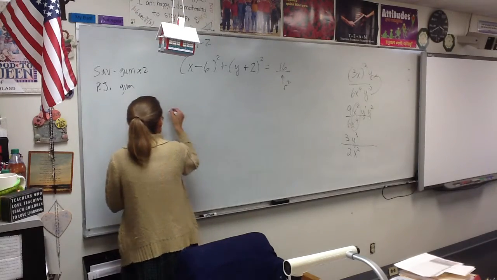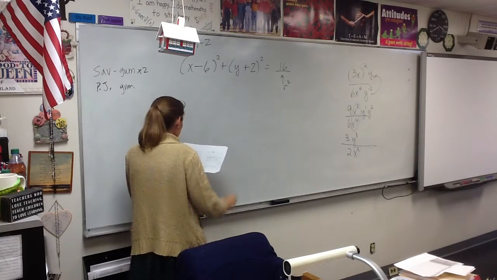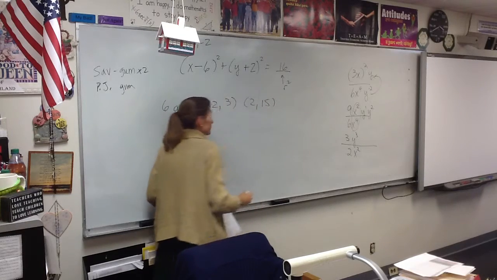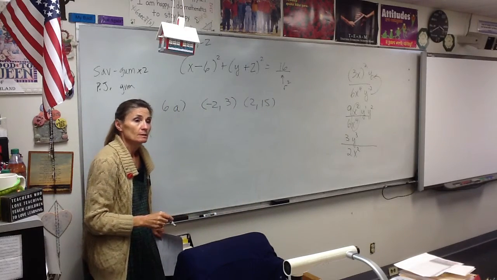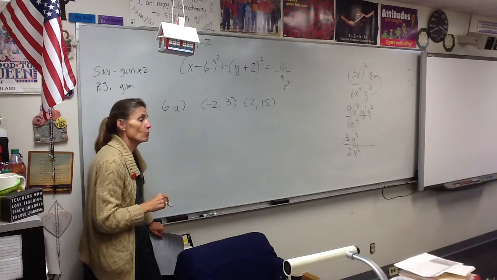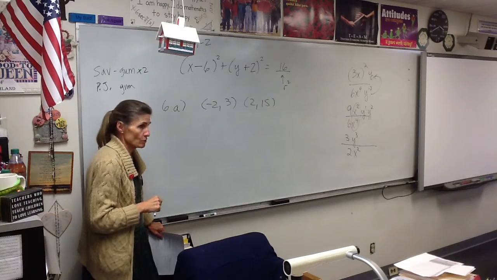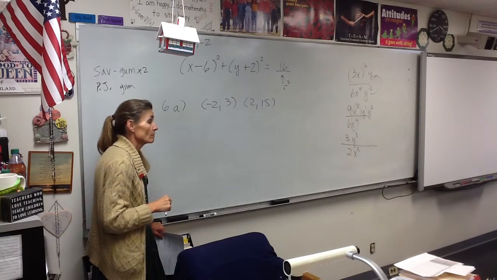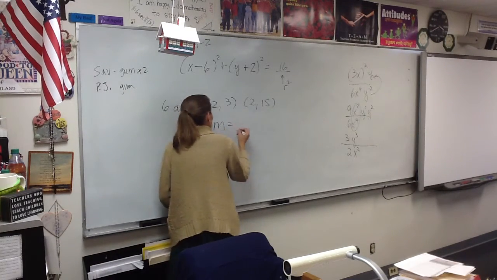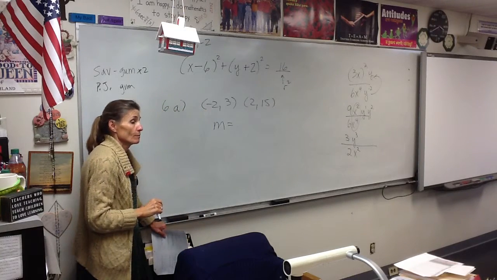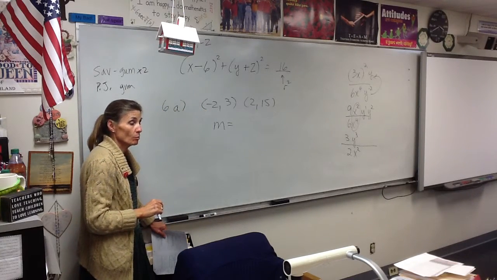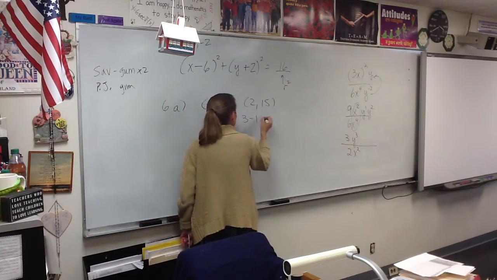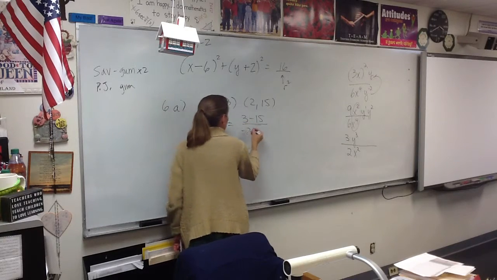Number 6, A. Write the equation of the line containing these 2 points. Okay? Now you have done this over and over. What do we need to do first if we're going to write the equation of the line? Find the slope. How do we find the slope? 3 minus 15. We can do 3 minus 15, and then we have to do -2 minus 2.